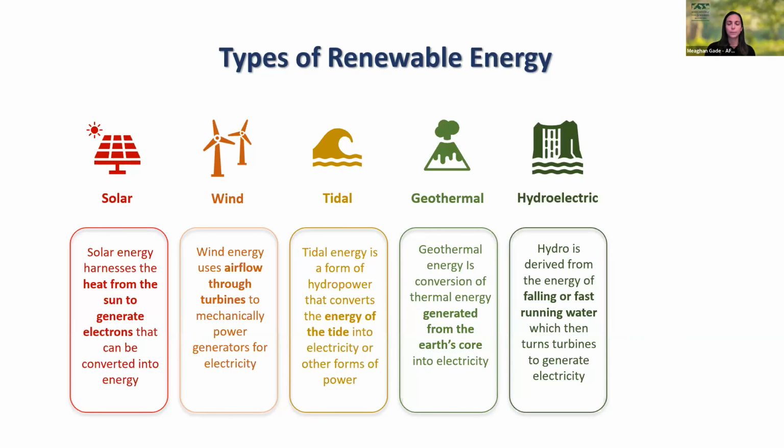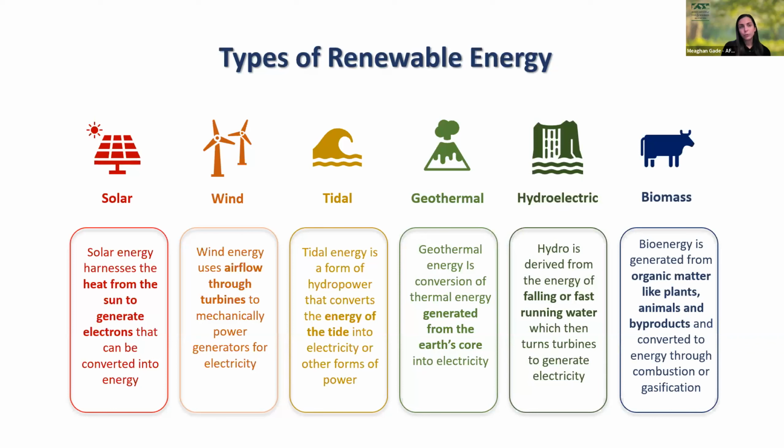That goes into energy. A final type of renewable energy is biomass or bioenergy. Bioenergy is generated from organic matter like plants and animals and animal byproducts, such as manure. We can burn or gasify those products and convert that into heat, steam, and turbines.